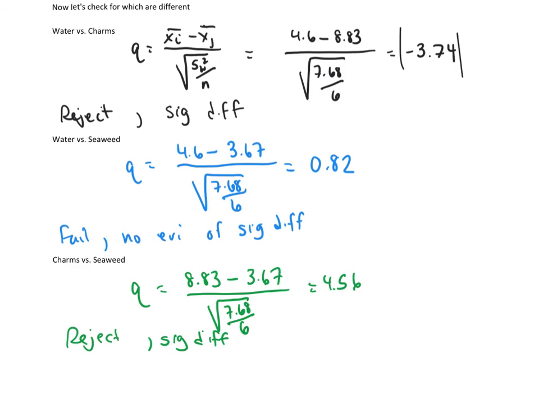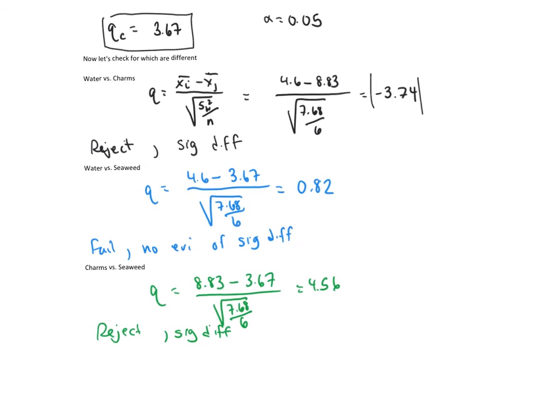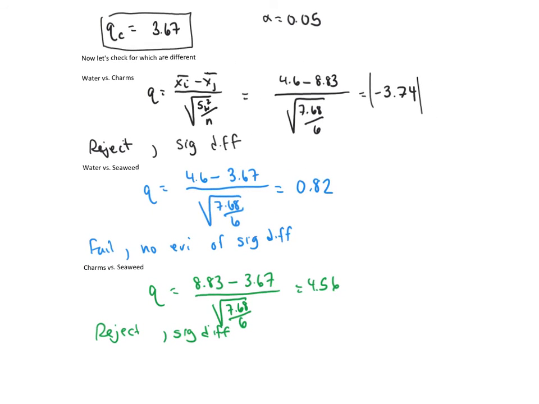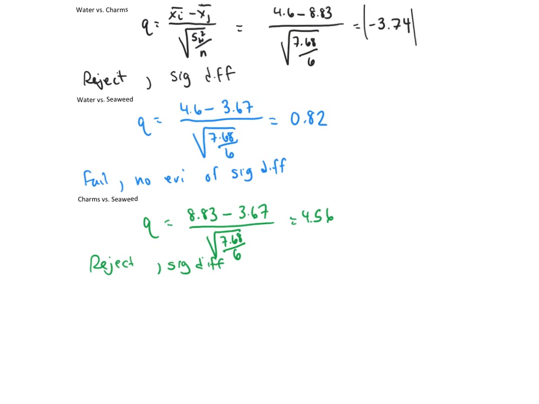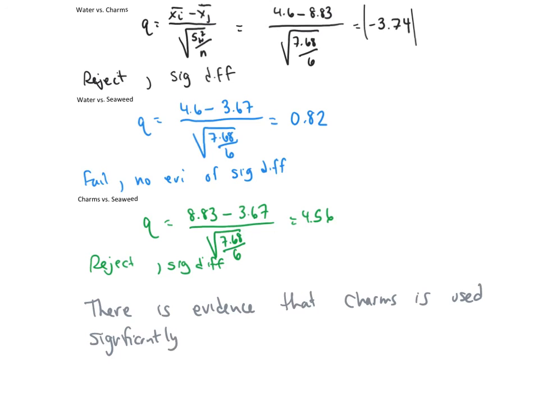So now the hardest part is we have to figure out what our conclusion is. So what we see is that water rejects with charms and charms rejects with seaweed. So the common factor of both of those is charms. And charms as a sample mean is bigger than the other two. So again, this is a nice clean conclusion. We could say there is evidence that charms is used significantly more than the other items.